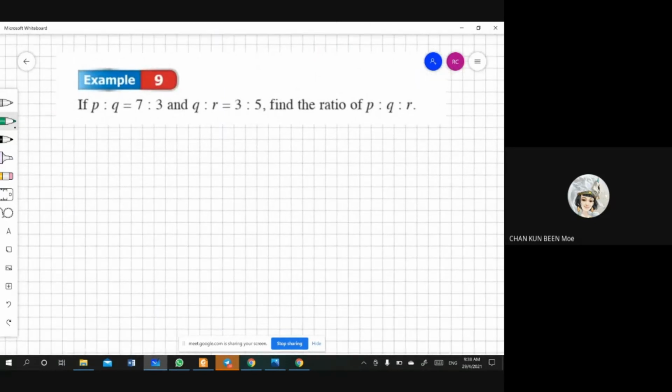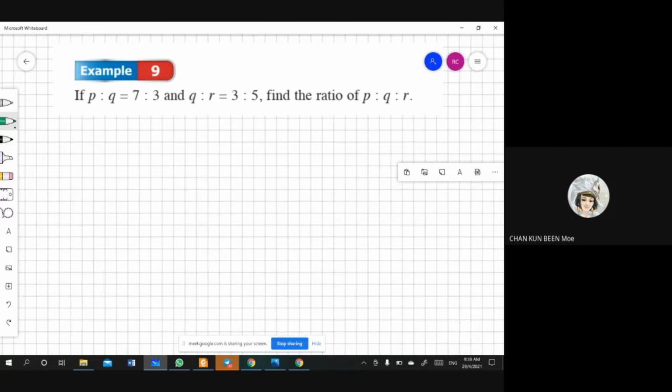If P to Q is equal to 7 to 3, and Q to R is equal to 3 to 5, find the ratio of PQR. So PQR, just like what we see just now, means 1 quantity, 2 quantities, 3 quantities. So what you do is you are going to write down the ratio for P to Q equal to 7 to 3, and then Q to R equal to 3 to 5. So I write down.